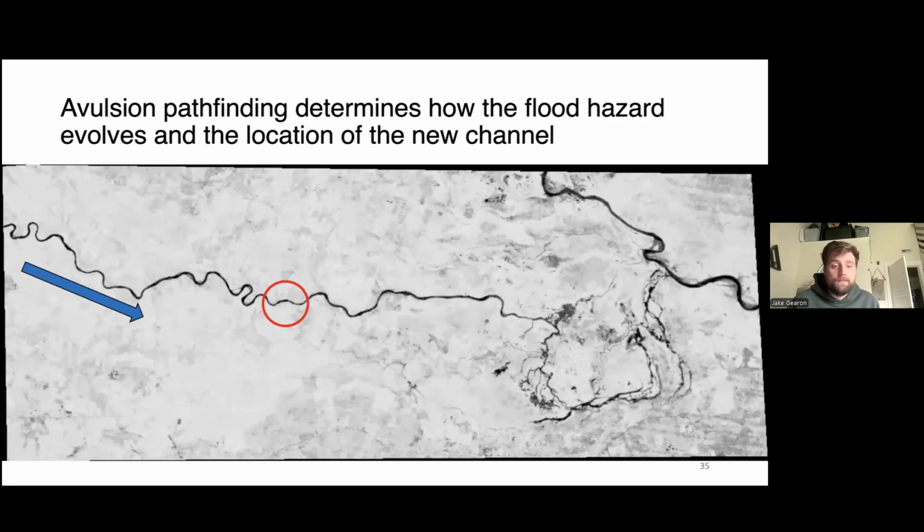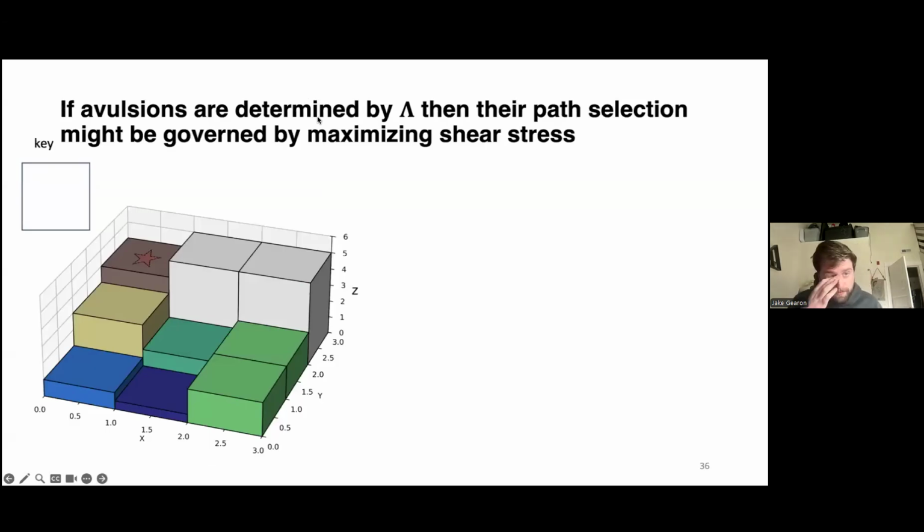Okay, so now what we want to do is come up with a model or a reason, a mechanism for where this river is going to go. Can we predict it if we know where the river avulsion is going to occur beforehand? So I think yes, and we're going to walk through a little derivation right now.